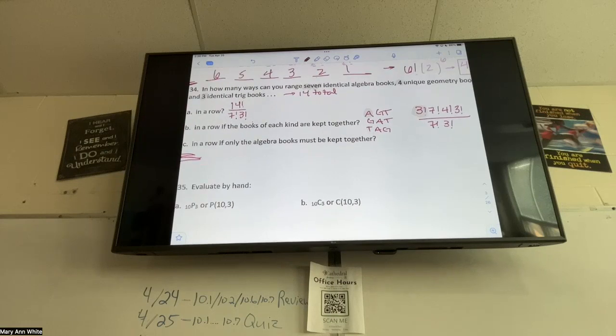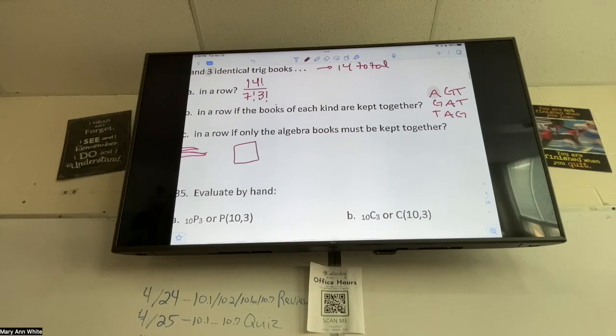All right, and then the last type, it says in a row if only the algebra books must be kept together. Okay, that means that all of my algebra books need to be in one spot together. They're in the first spot. And then I can do my geometry books however I want, and I can do my trig books however I want. So I can do any 4 geometry books however I want, and all 3 of my trig books however I want. So now how many total things am I putting in order here?